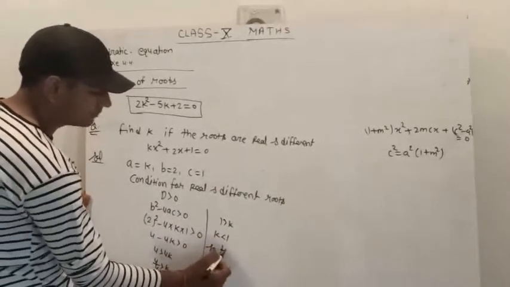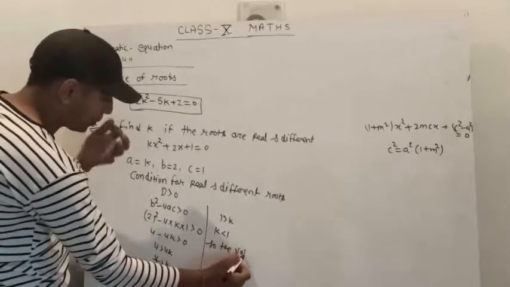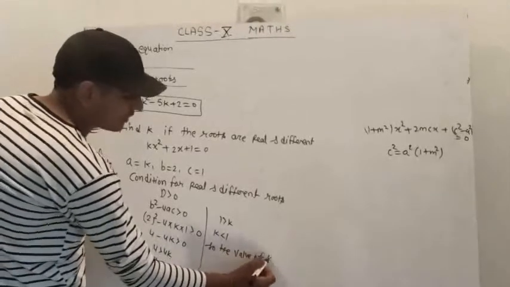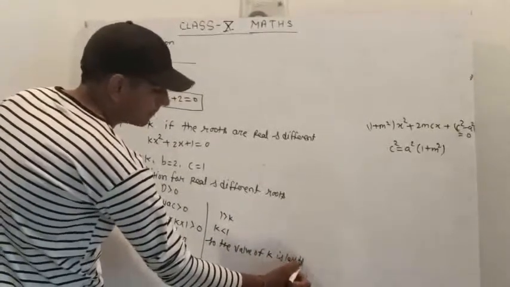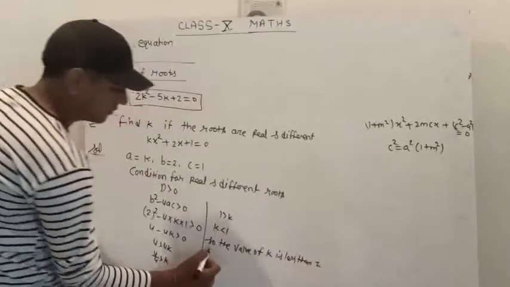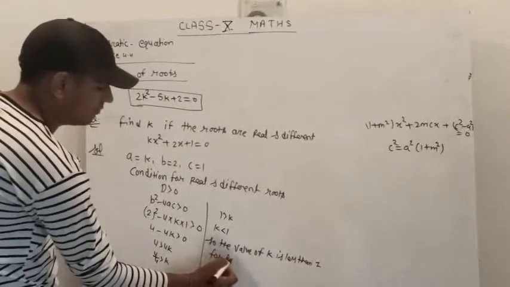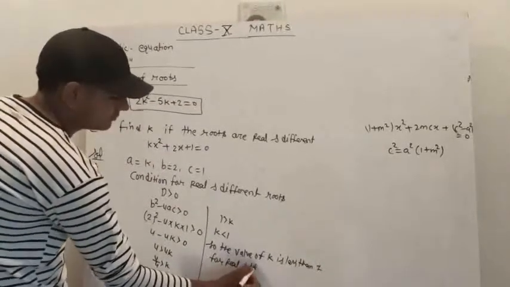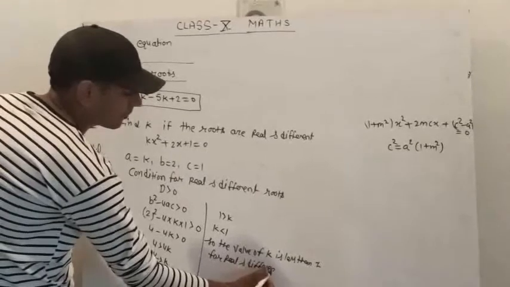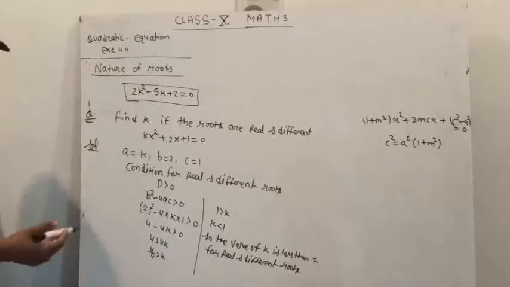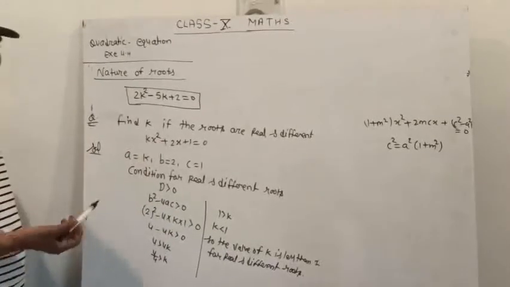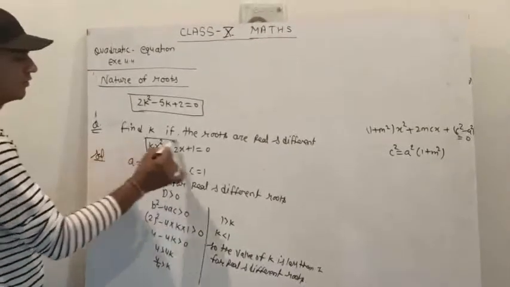So the value of k is less than 1 for real and different roots. So real and different roots के लिए क्या होगी? k की वैल्यू always less than 1 होगी in that given equation. Okay.